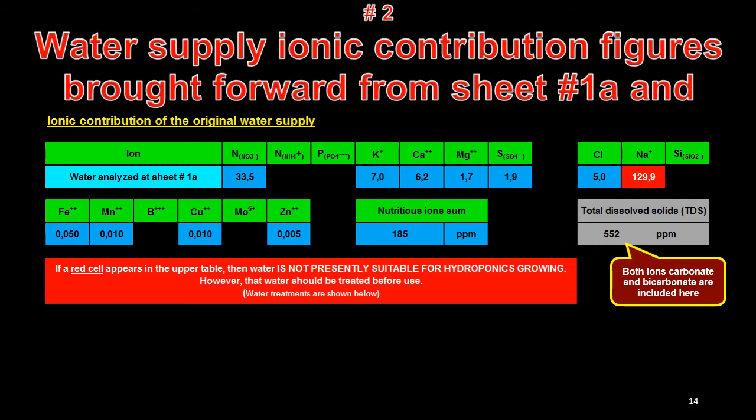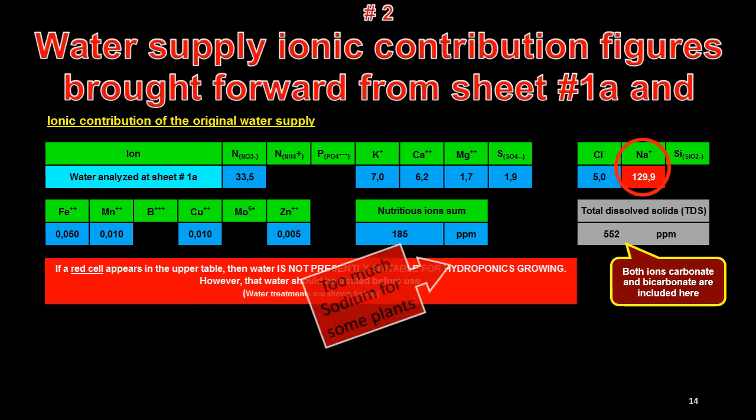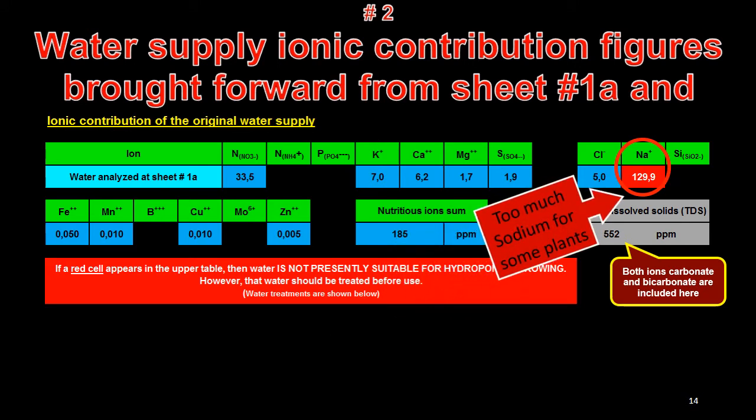Note, in this example, it can be seen that there is an alert red cell on the sodium ion. This was not indicated previously for water drinkability in sheet number 1A, since that level is okay for drinking water. However, the signal is very important for hydroponic nutrient solutions and could be a problem for some crops.